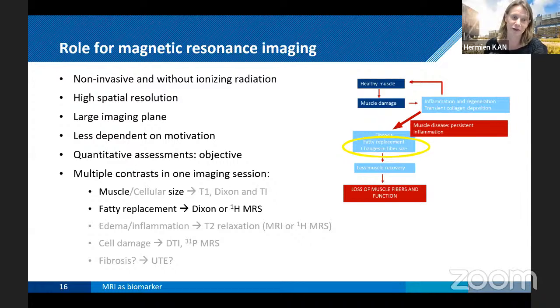So if you come back to the contrast that I just mentioned and the role for magnetic resonance imaging, many of the aspects mentioned here in the disease cascade can be measured. In the interest of time, I will only focus on fat replacement and muscle size, also because these are the aspects that have been looked at the most. If you want to know more, there are a lot of other imaging techniques being used in neuromuscular disease. Many of the techniques I will mention today are the Dixon technique, or fat-water imaging, and also proton MRS.